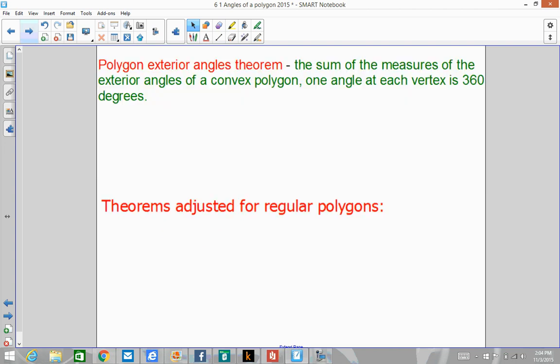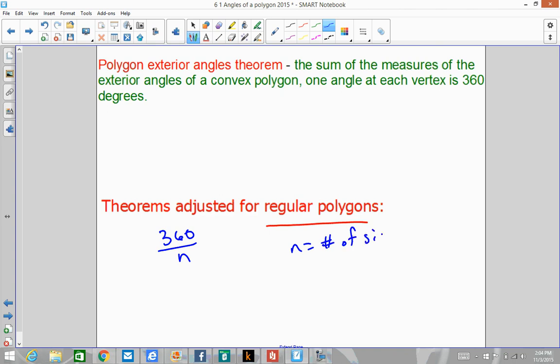All right. So the polygon exterior angle theorem, which we just talked about. If I had a regular polygon, all the angles would be the same. So if I had a regular polygon, that would be 360 divided by n, and we're going to let n equal the number of sides. And that would be for one exterior angle of a regular polygon. It's 360 divided by n. Okay.